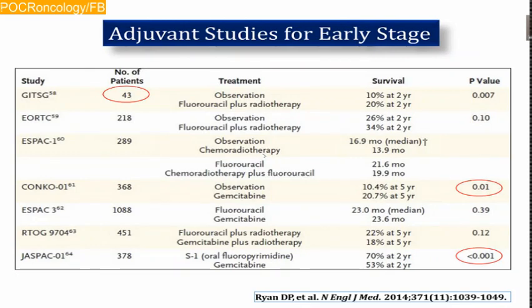Now, if you look at all the data here from Ryan in 2014, New England Journal of Medicine, when he collected all the data, the GITSG trial of American patients, 43 patients, they randomized observation, surgery, or 5-year radiotherapy, and it showed an overall survival. 43 patients only. After that, we have 2 other important trials, which are ESPAC-1 and CONKO-001, and both of them showed clearly there is no benefit from radiation therapy, and the benefit came mainly from the chemotherapy.